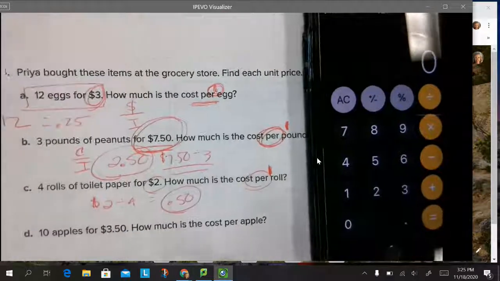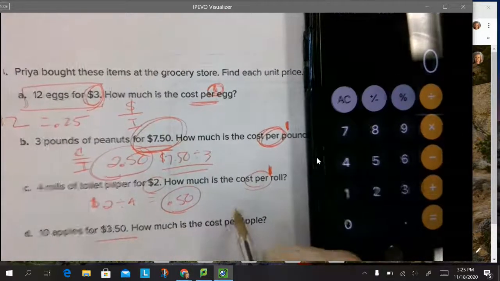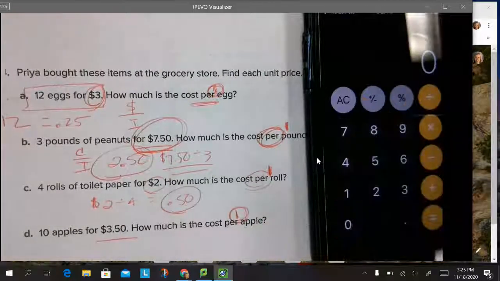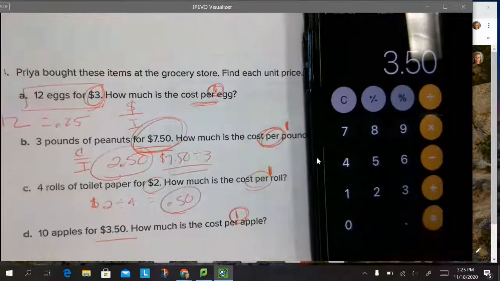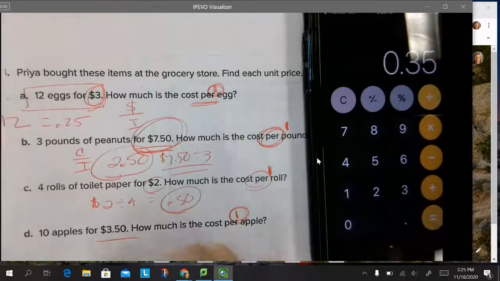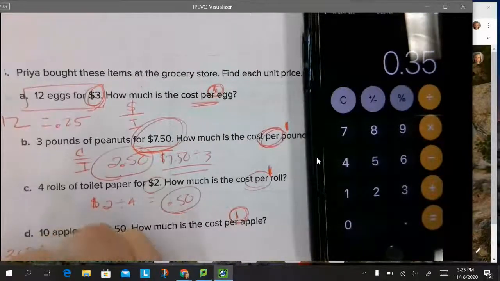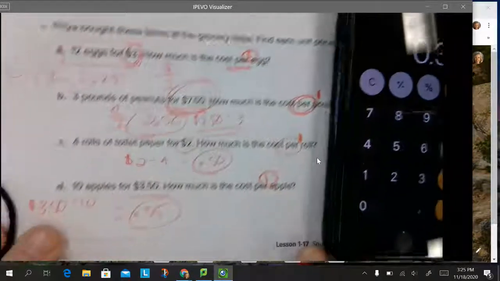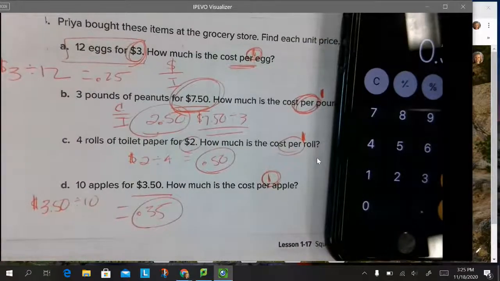Okay, look at the next one. 10 apples for $3.50. How much is the cost per one apple? So it's 3.50 divided by 10, 35 cents. So it's 3.50 divided by 10 equals 35 cents. Okay. Good job.